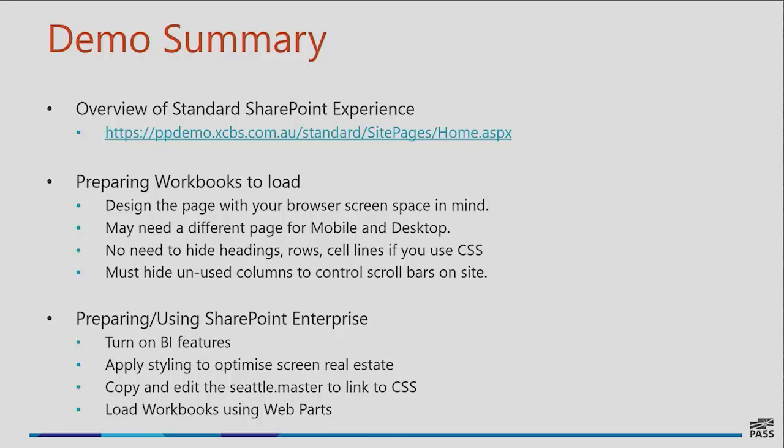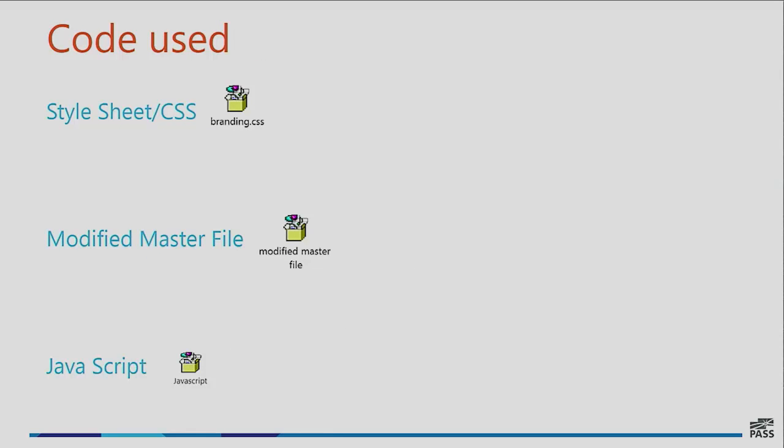So you need to do a couple of things to make SharePoint Enterprise work. So we talked about the BI features and the styling, etc. And then you load up the workbooks, create a page, insert a web part, and connect the book to the page, and basically you get the final outcome.